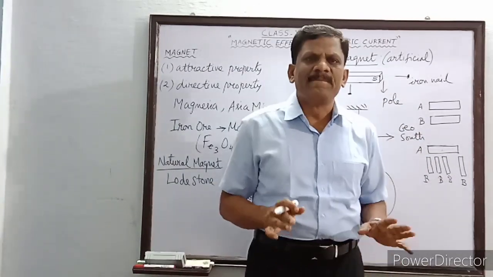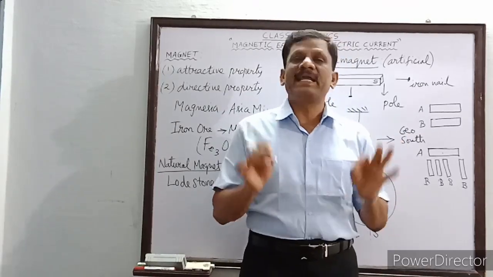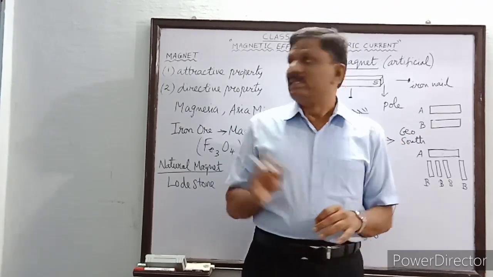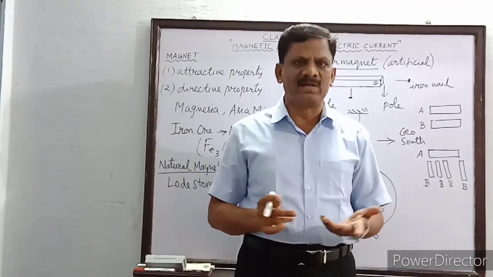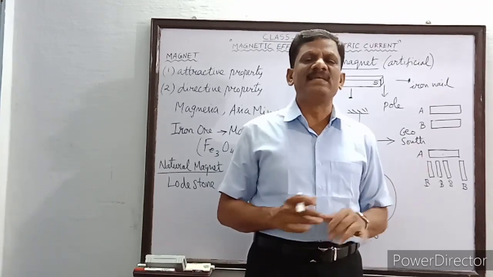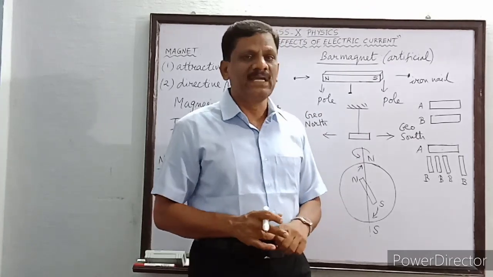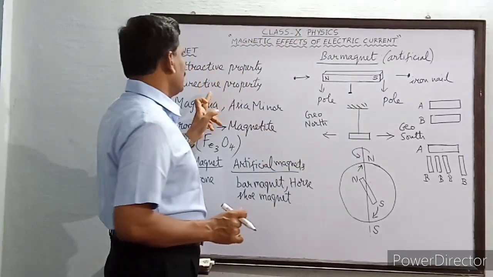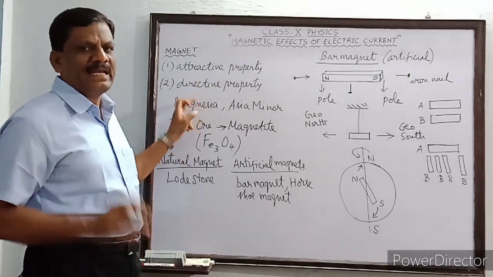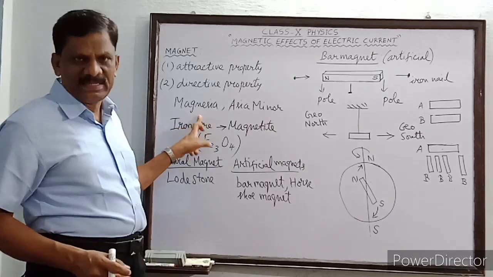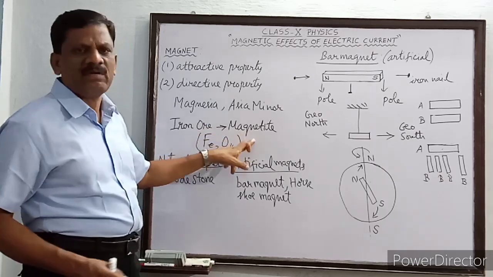So what is a magnet? A magnet is a substance which has two properties, namely the attractive property and the directive property. Whenever I say attraction, naturally repulsion may also be included, but repulsion does not take place between a bar magnet and iron, which is why I am saying it in terms of attraction only. The name magnet was derived from the place where it was found, Magnesia, and from an iron ore, magnetite.